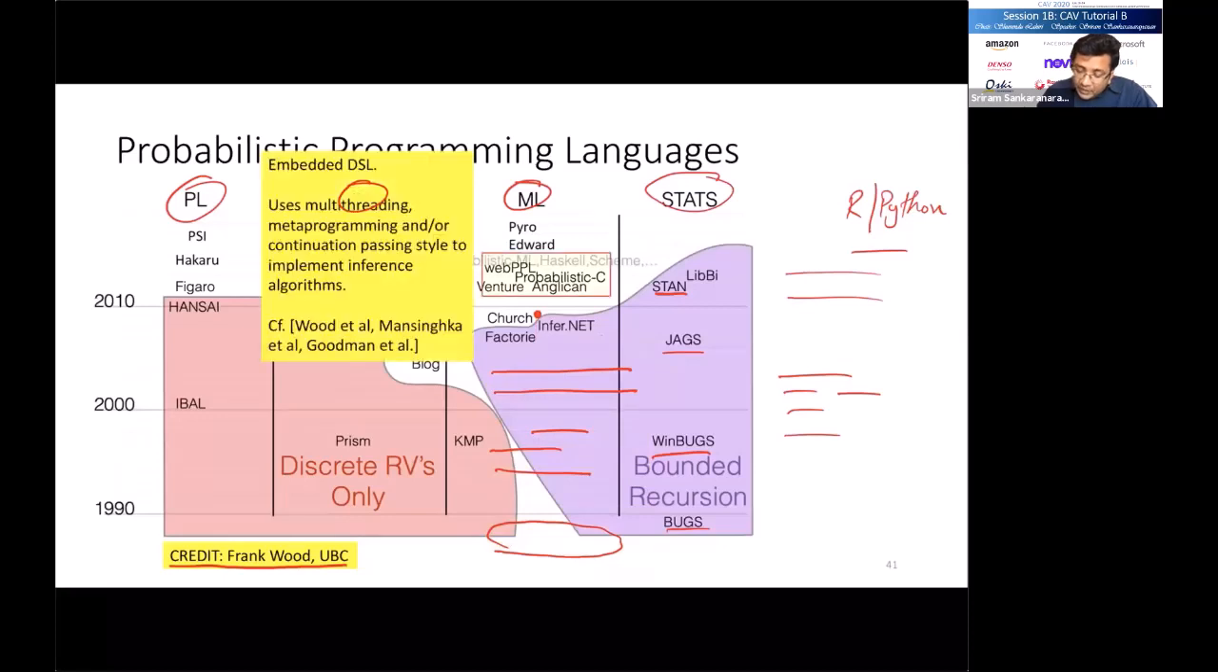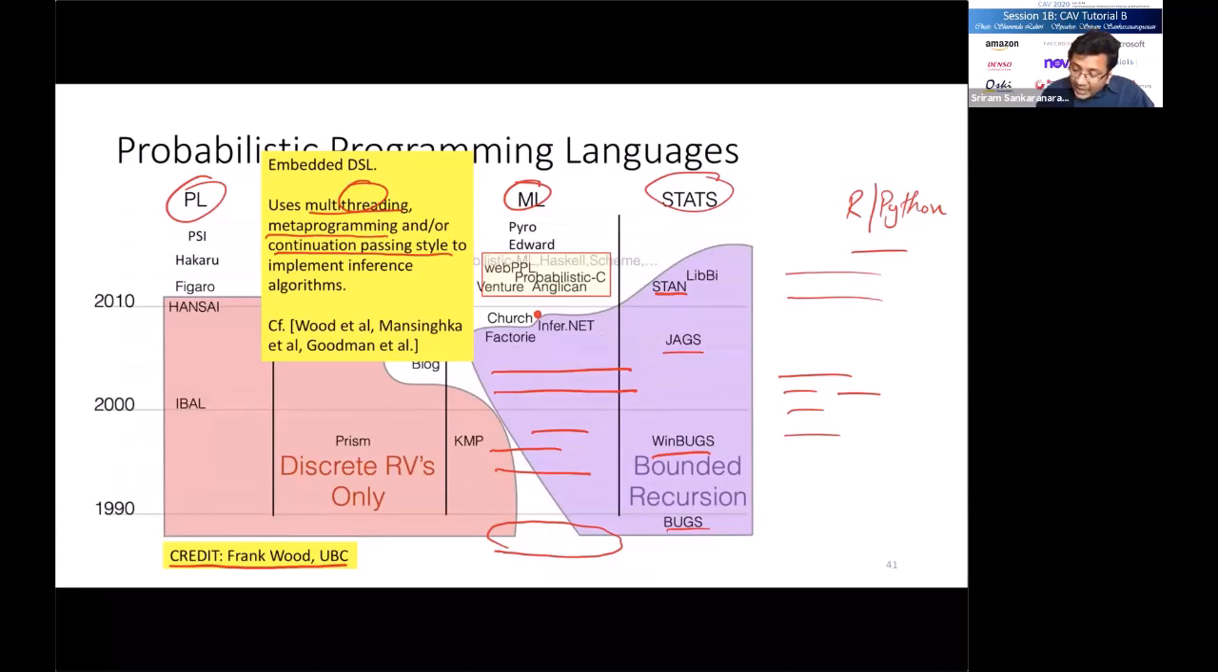Other examples are embedded domain-specific languages. These are languages where you take OCaml or JavaScript or C or C++, you add sample and observe, and you use something like multi-threading, a combination of meta-programming with continuation passing style to implement inference algorithms on top of this program. Something like a backtracking search is implemented to do inference.